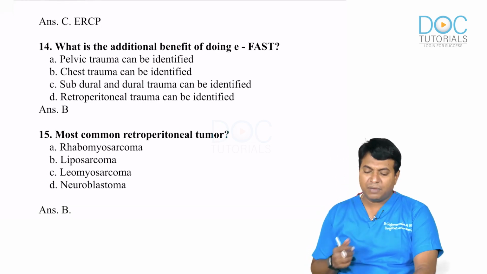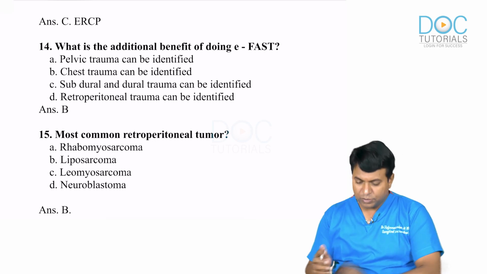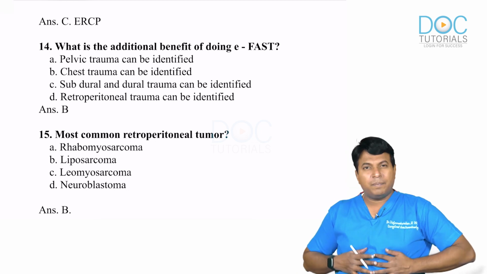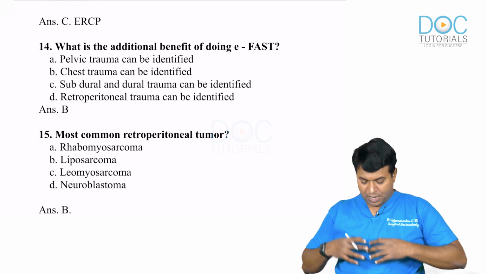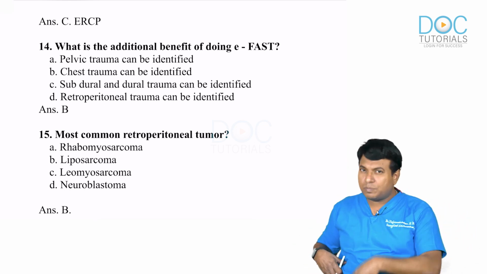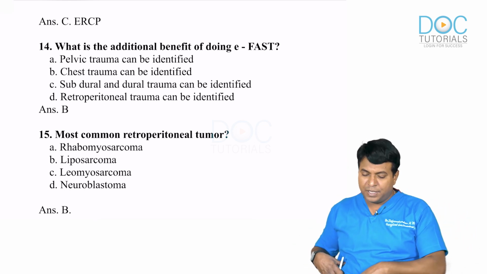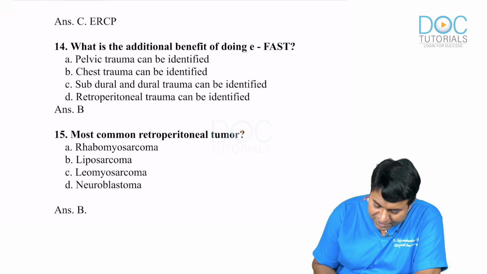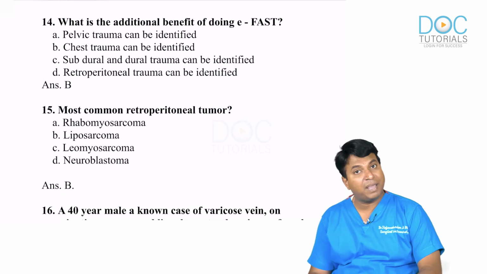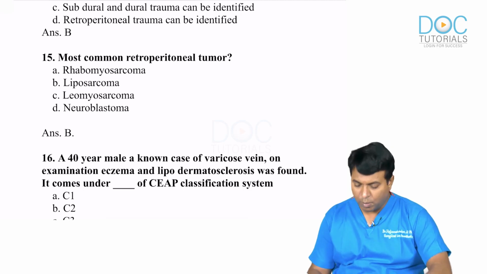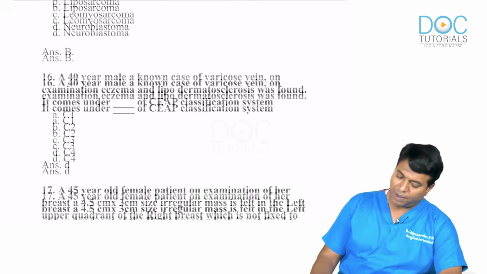What is the additional benefit of doing an E-FAST? They are asking what is the use of this E. E is extension. We were doing only the abdomen in the last decade. We do it at the epigastric region, left hypochondrium, right hypochondrium, and in the pubic or pelvic area. Now we have extended to the chest. So chest trauma can be identified is the answer for this. The most common retroperitoneal tumor is a very basic UG question. It is liposarcoma.